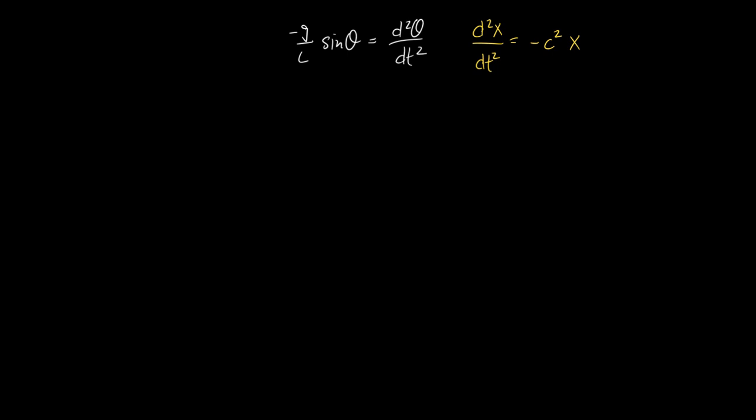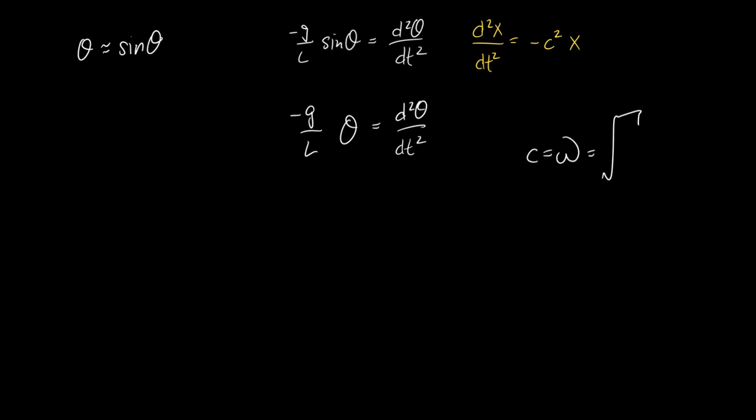Maybe if I keep the angle small, I could get rid of the sine. If I keep the angle small. If I do that, then this must be related to C, right? In fact, C, which is angular frequency, must be the square root of g over L. It must be.